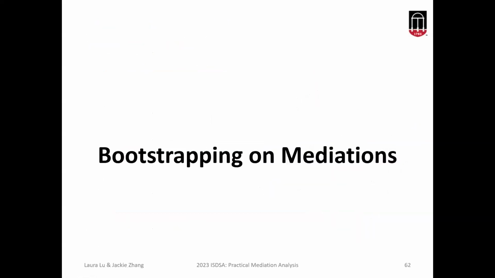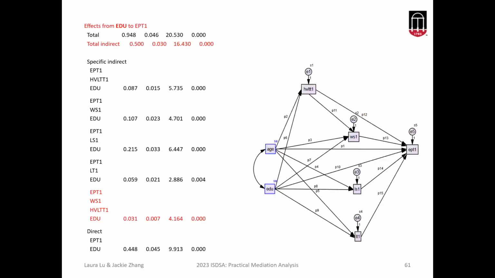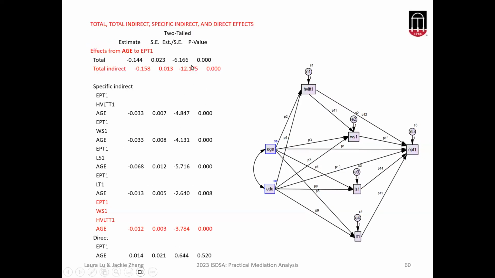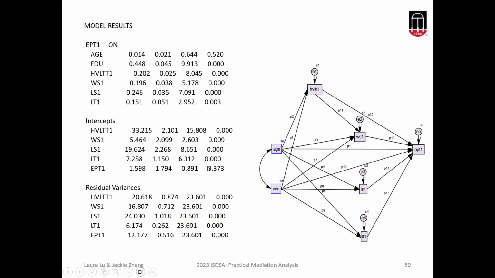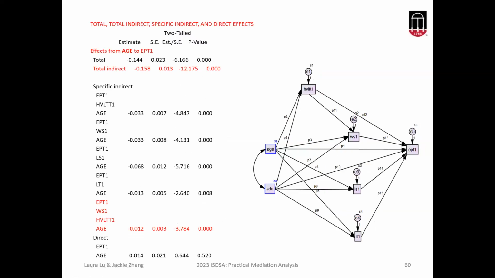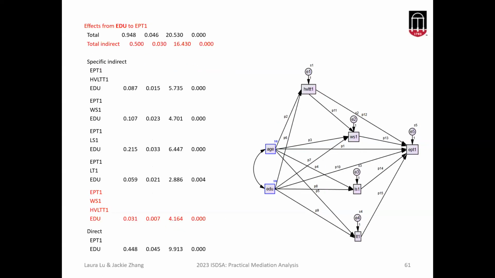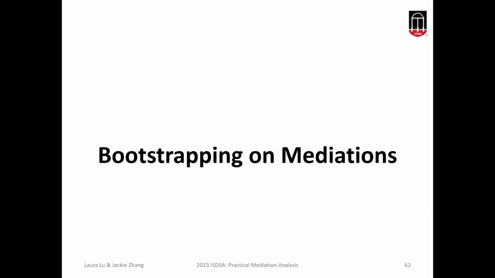Now let's look at the second session about bootstrapping. Bootstrapping is also very powerful. Here we used a Sobel test, and the standard errors are reported, and the p-values are reported immediately for you. But in case the data are not normal, or in case the sample size is really small, then the bootstrap method provides a very powerful tool.